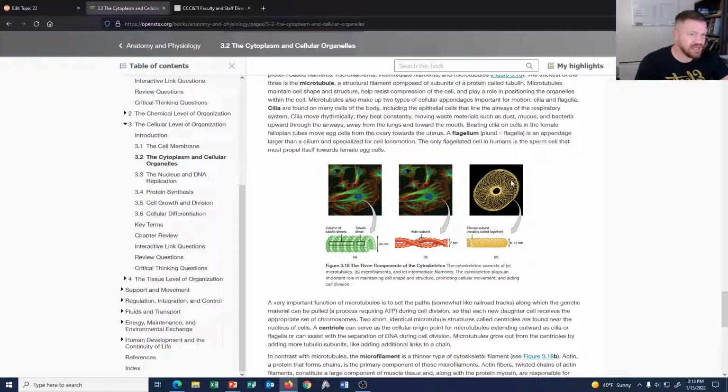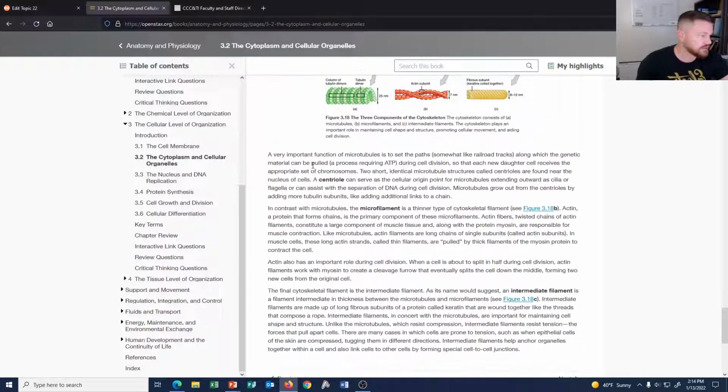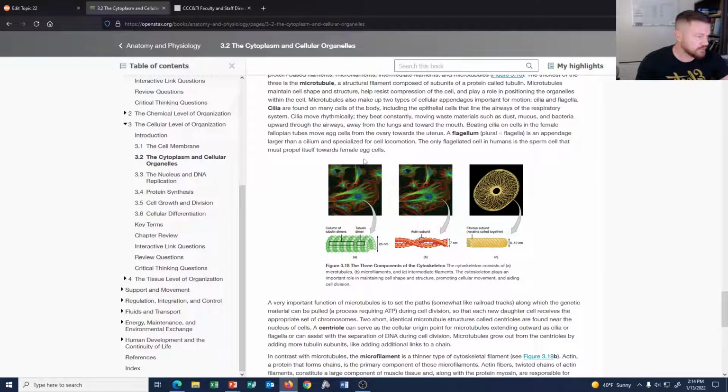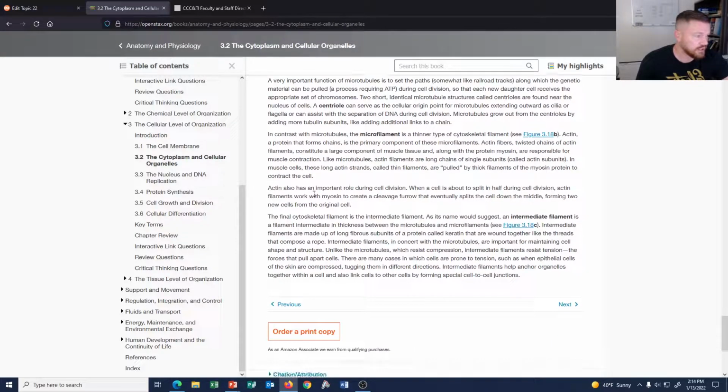It gives maybe flagella and cilia some structure so that they can do what they do. Right? That's what cytoskeletal elements do. I mean, very similar to what your skeleton does. Right? Gives you structure, gives you a means of movement.